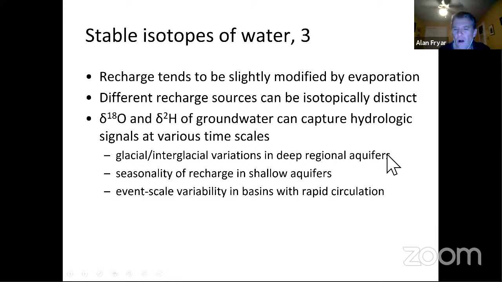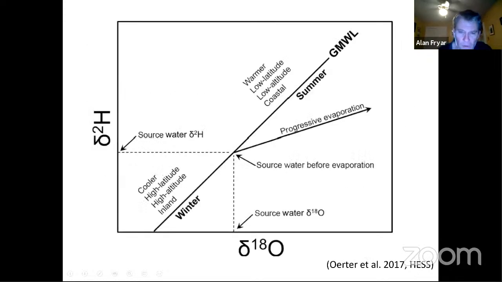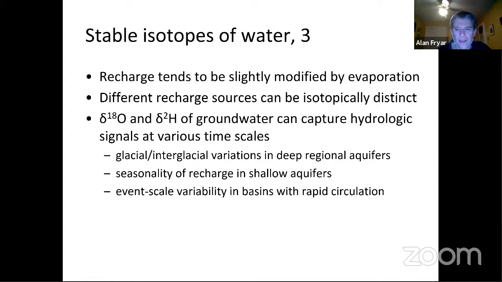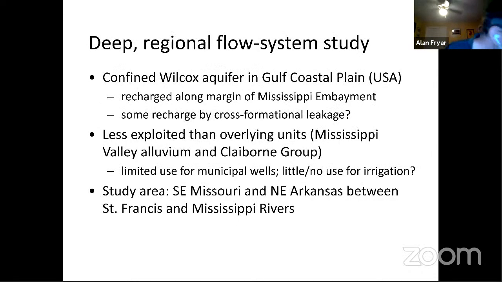If you're looking at deep regional aquifers with time scales of tens of thousands of years in Europe, Northern Europe, or in North America, you can actually see variations in O18 and deuterium over glacial and interglacial timescales. In shallower aquifers, you can see seasonality of recharge, because if you go back to this graph, you can see that winter tends to be isotopically depleted and summer tends to be isotopically enriched. And then where you've got basins with rapid circulation, like karst basins, you can even see event scale variability in stable isotopes. So that brings me to my case studies.